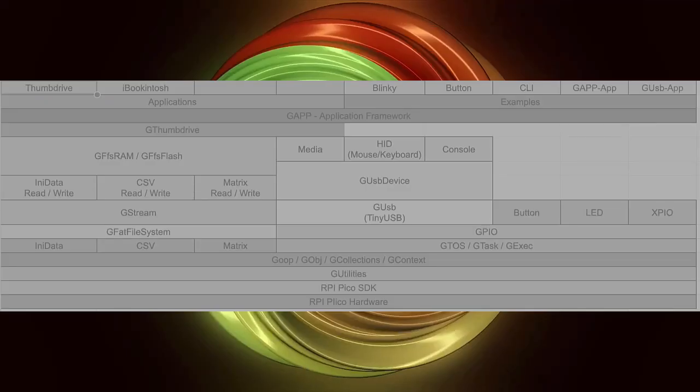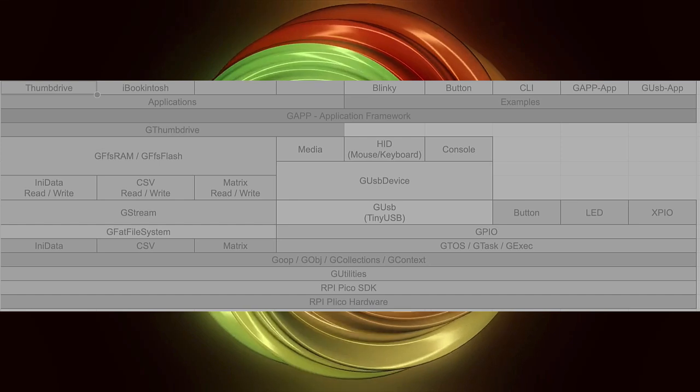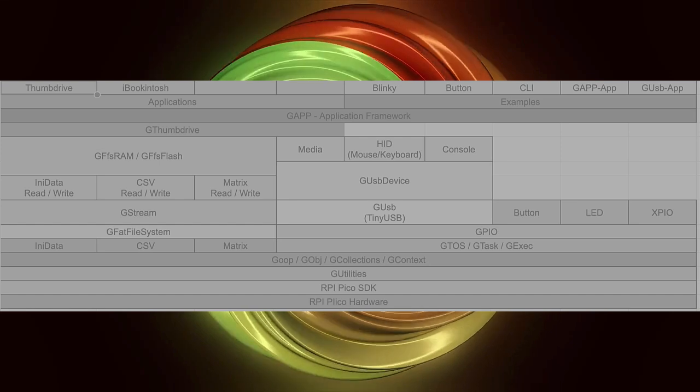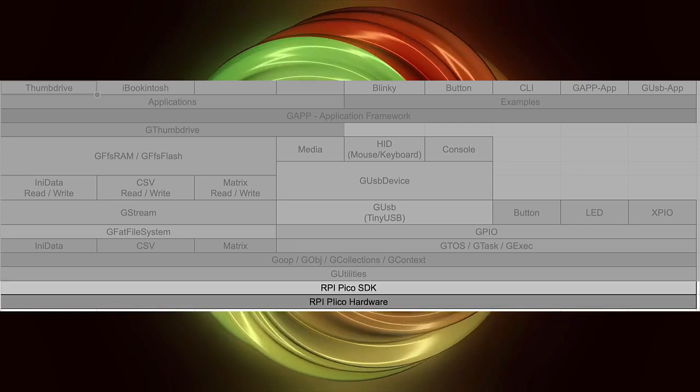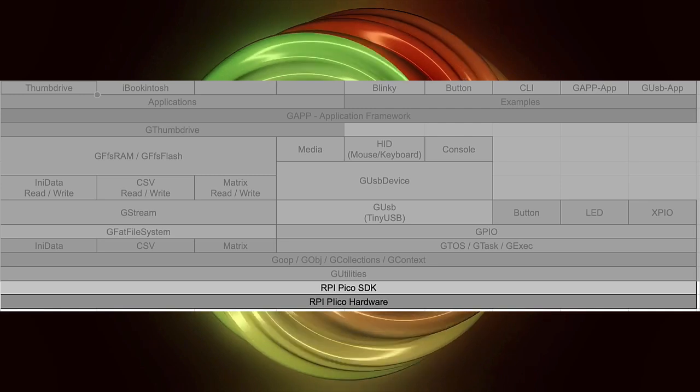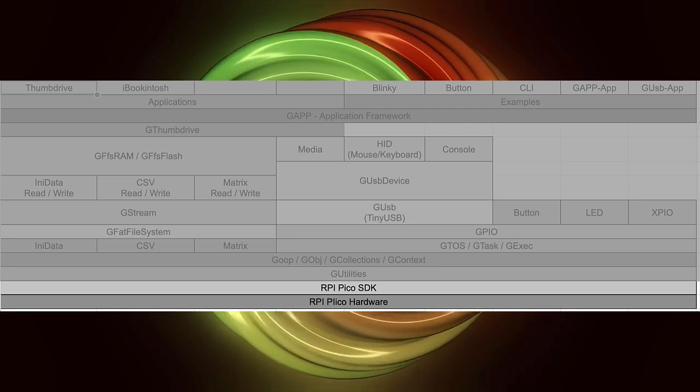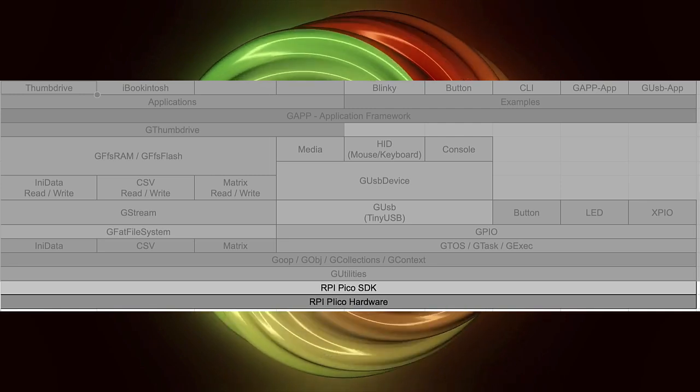Here is the layered architecture of GTOS. I know that it's in grayscale now, but as we uncover each of the different layers it will come out in more clear color. At the bottom, we start with the Raspberry Pi Pico hardware. And likewise, the Raspberry Pi Pico SDK is the layer above that gives us access to the hardware.